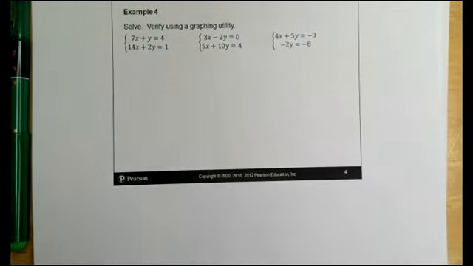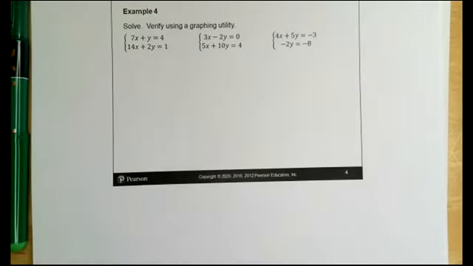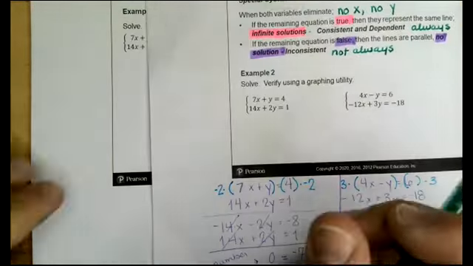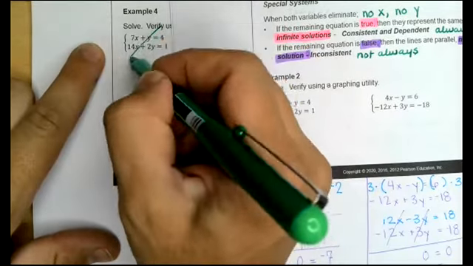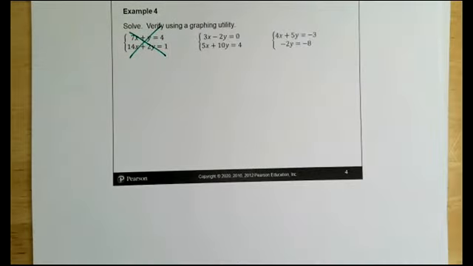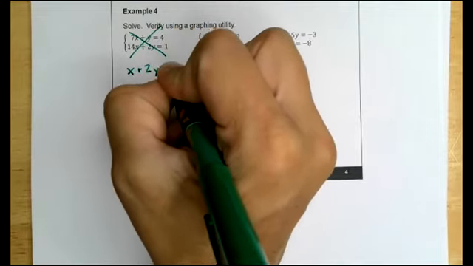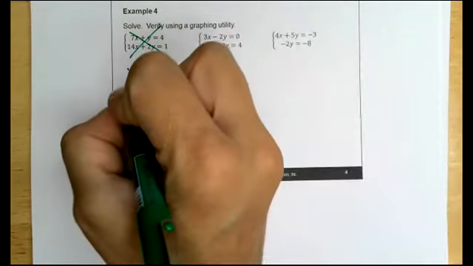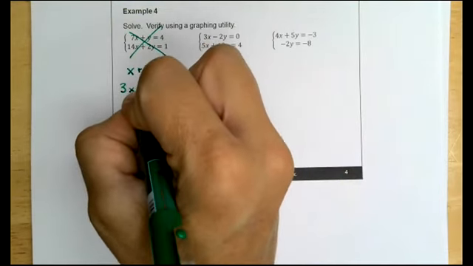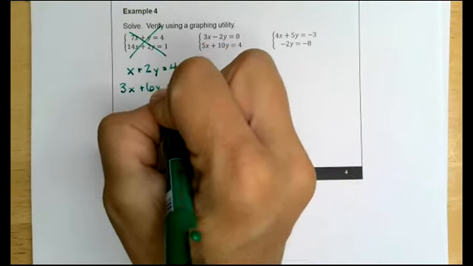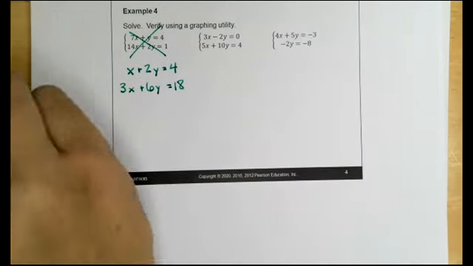Example 4, solve. Verify using a graphic utility, except, guys, look, it's the same one. I don't have to do this. Should we do a different one? How about x plus 2y equals 4, and then 3x plus 6y equals 18. Okay, let's see what happens.